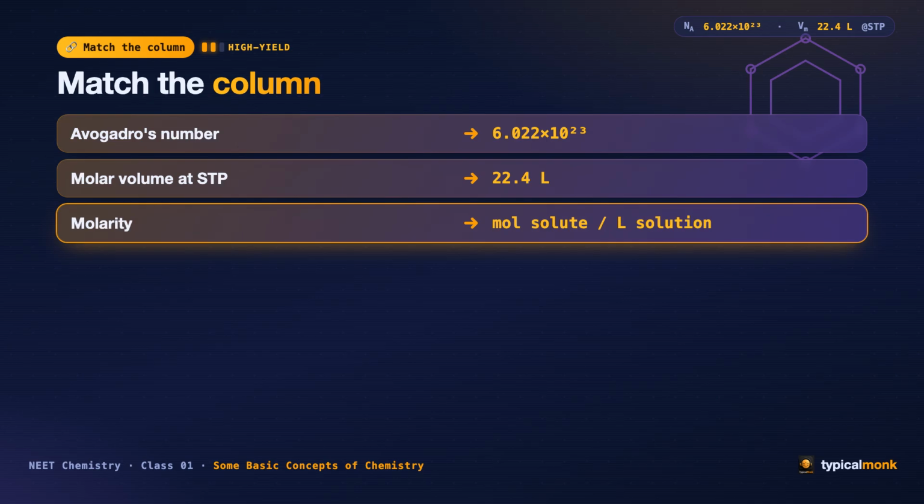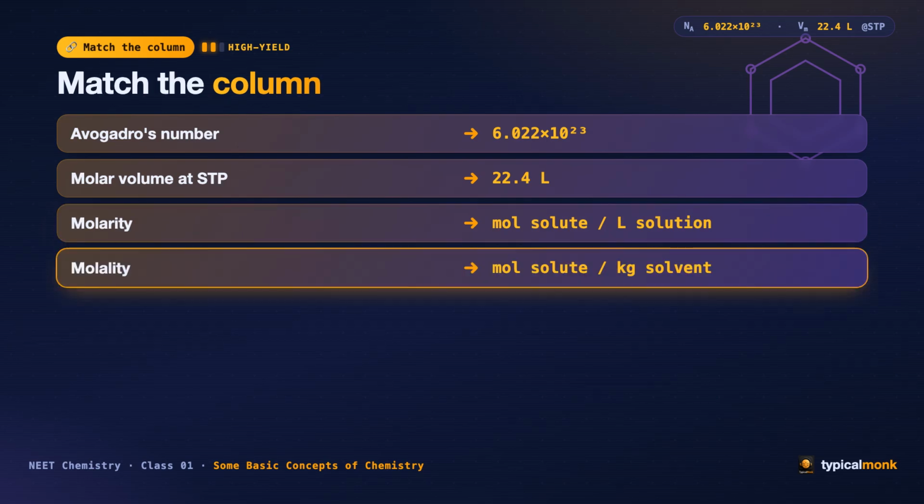Liter, so it drifts with temperature. And molality, moles of solute per kilogram of solvent. Kilogram, so temperature cannot shake it. If all 4 came to you before the reveal, the bridge is becoming yours.